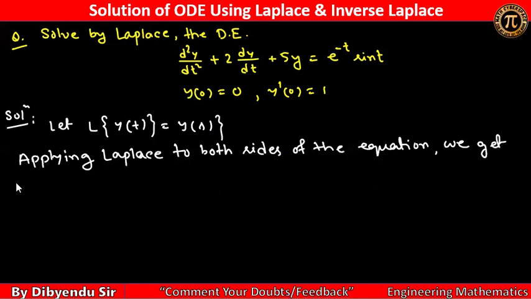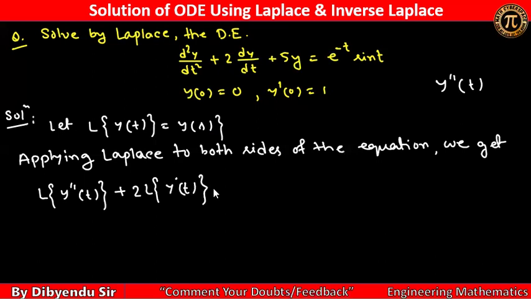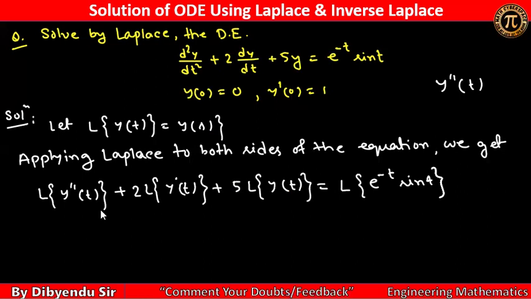So if you apply, you are getting Laplace of d2y/dt2. In place of d2y/dt2, can you write y''(t)? Yes or no? Obviously you can write. So I am writing Laplace of y''(t) plus 2 into dy/dt, that means 2 into Laplace of y'(t), plus 5y, that means 5 into Laplace of y(t). And this equals Laplace of e to the power minus t into sin t.